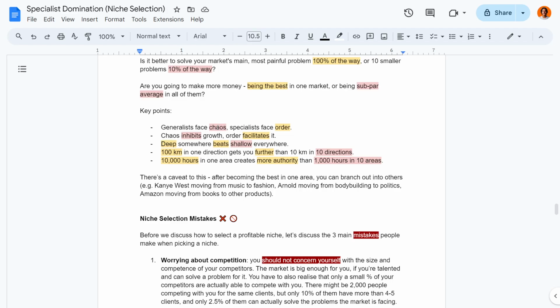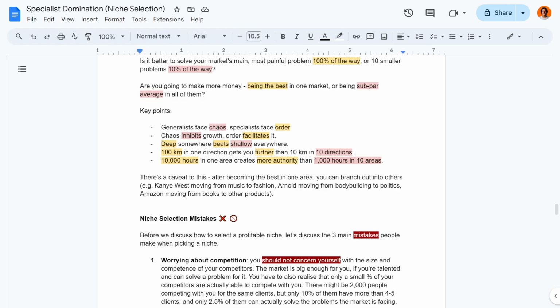Now, chaos inhibits growth while order facilitates it. So when there is chaos, growth is impossible, and when there is order, growth is much easier to achieve. Deep somewhere beats shallow everywhere. So if you have deep knowledge about something, it is much better than having shallow knowledge about everything. Then 100 kilometers in one direction gets you further than 10 kilometers in 10 different directions. So that's one thing you need to keep in mind. And the final one is: 10,000 towers in one area creates more authority than 1,000 towers in 10 different areas.